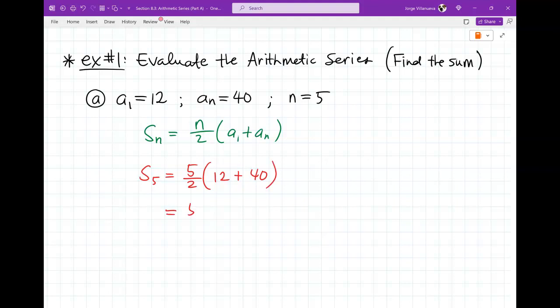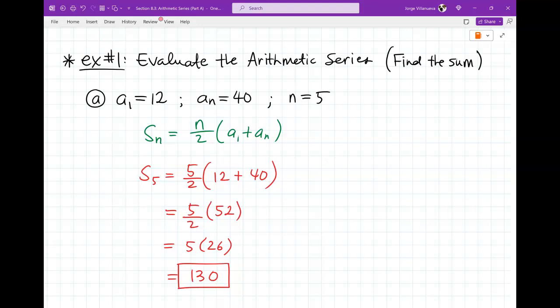So this comes out to 5 over 2. This is 52. 52 divided by 2 is 26. That's 5 times 26. And what's 26 times 5? We have 30, so 130. And there's your sum. The sum of the first 5 terms. So whatever numbers are in between 12 and 40, if I add up those 5 terms total, they'll add up to 130.